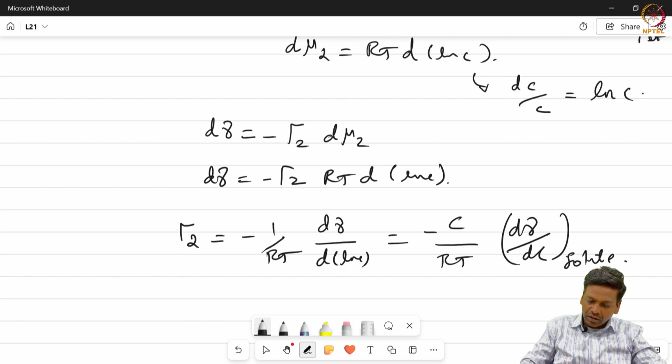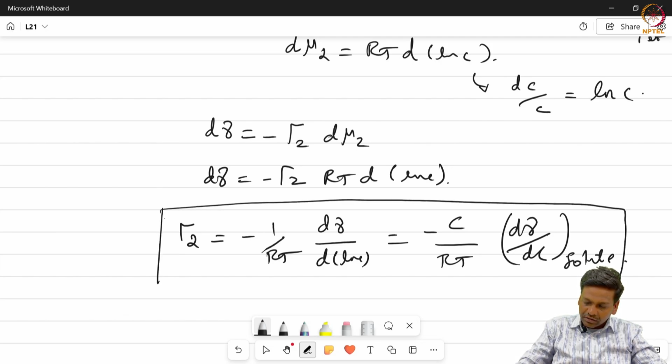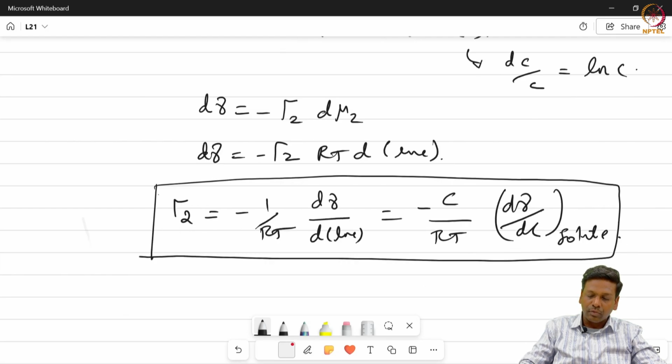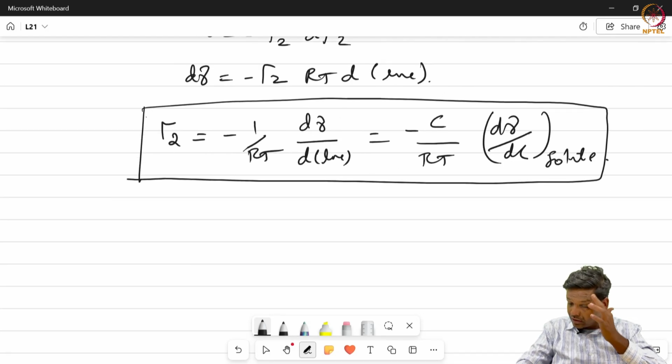This is our Gibbs adsorption isotherm equation for the solute molecule. By knowing information such as d gamma by dC at a specific concentration, you can actually measure the surface excess of the solute. We will stop here. We will continue from the next lecture. Thank you.